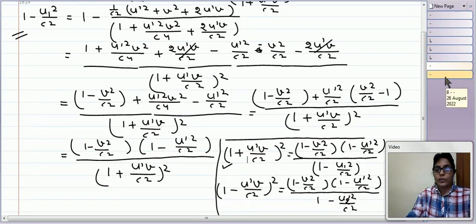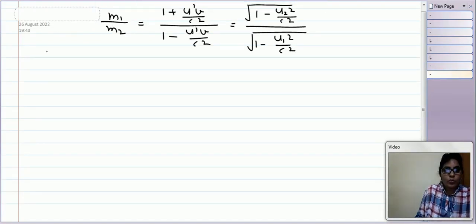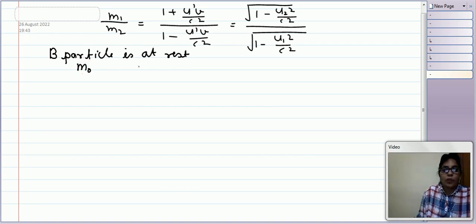Now go to the next page. So this is our equation for m1 by m2. Now let us suppose that the second particle is at rest, and therefore its mass will be m naught. Its mass is m naught, and this minus u dash will be 0. This u2 will be 0.